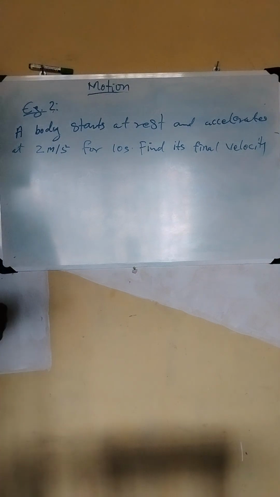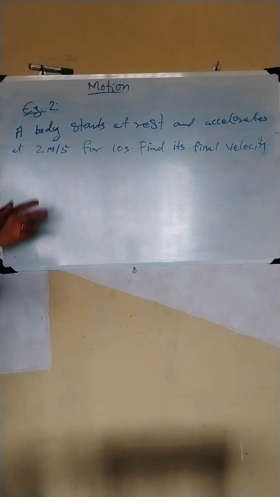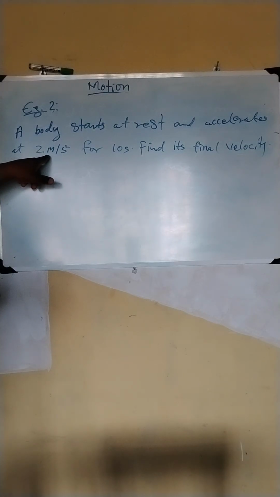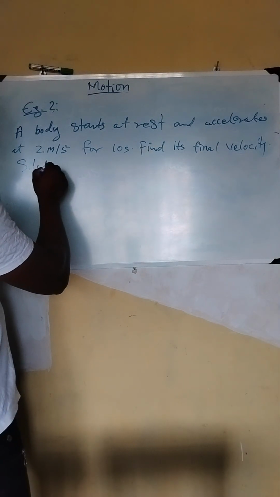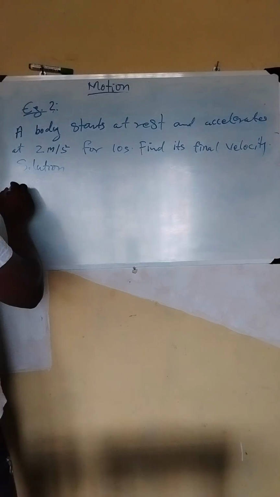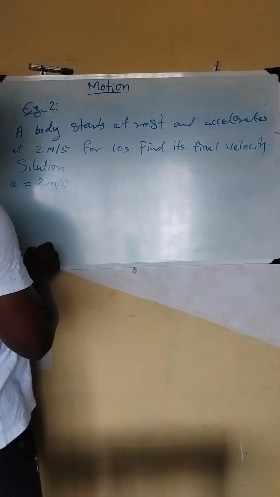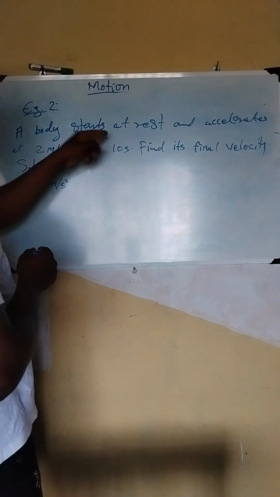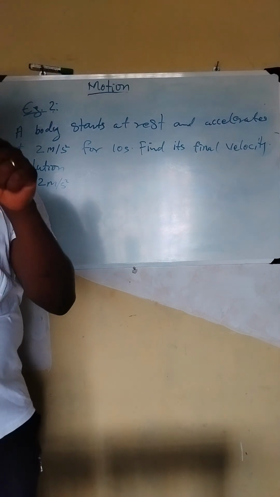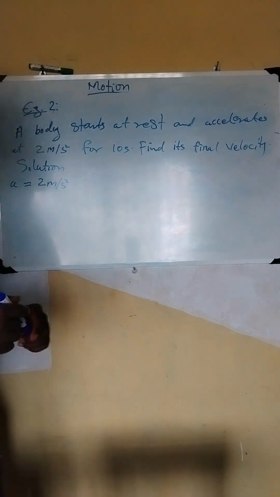So if you look at this, see the parameters you have here. You have 2 meters per second square. That is acceleration, A. Let me write it. Solution: A is equal to 2 meters per second square. Then you are told that the body starts at rest. That means there is an initial velocity u.